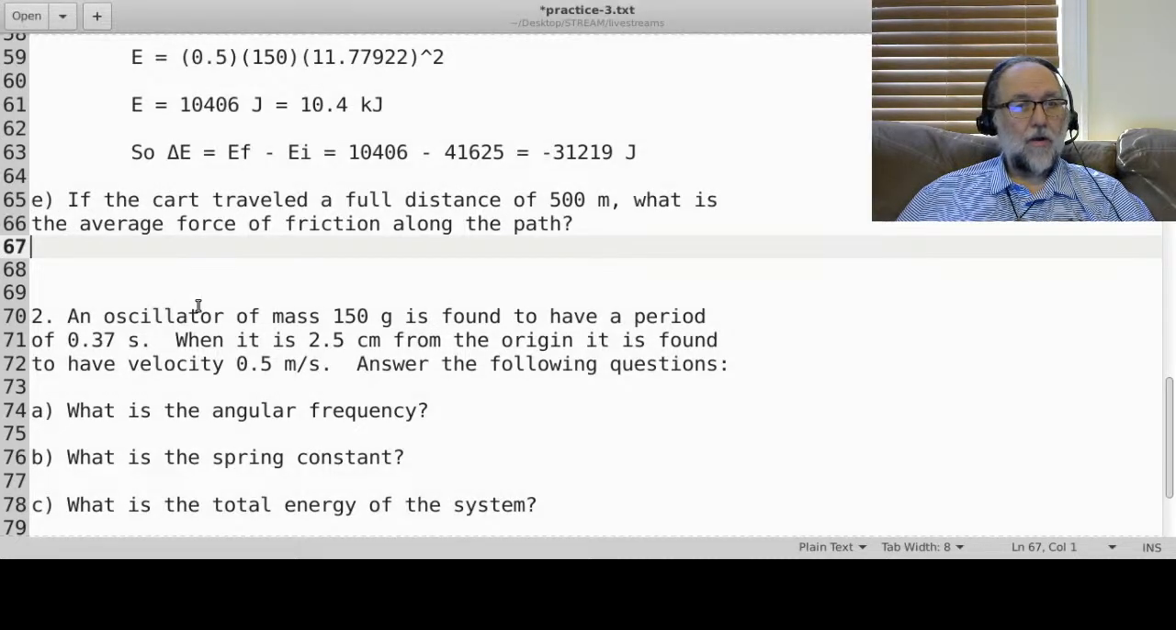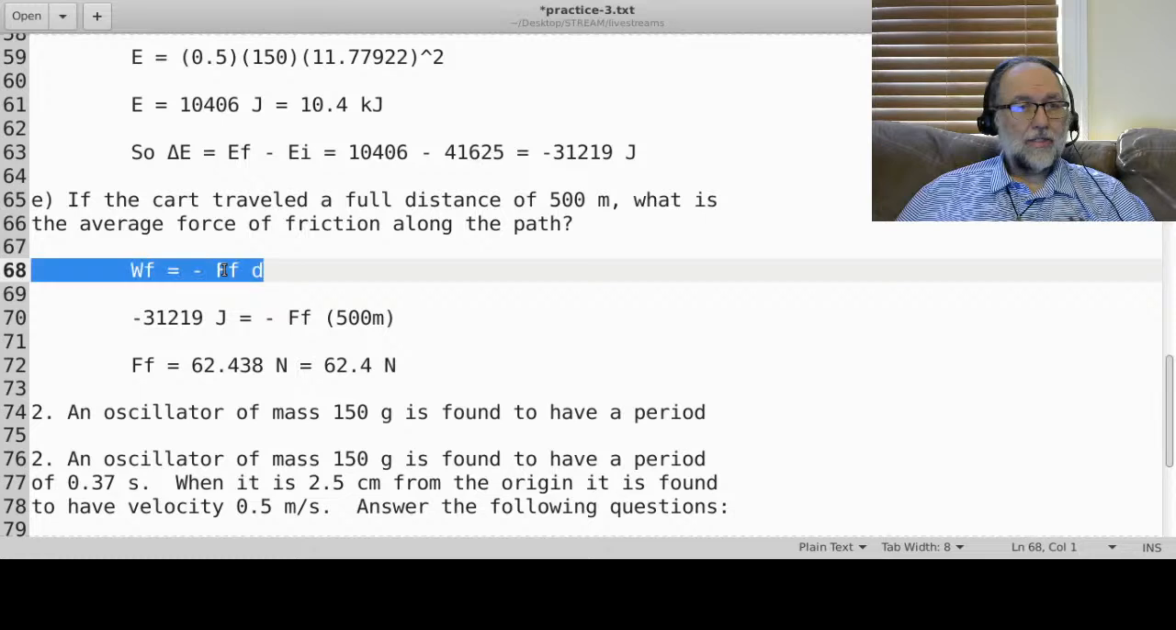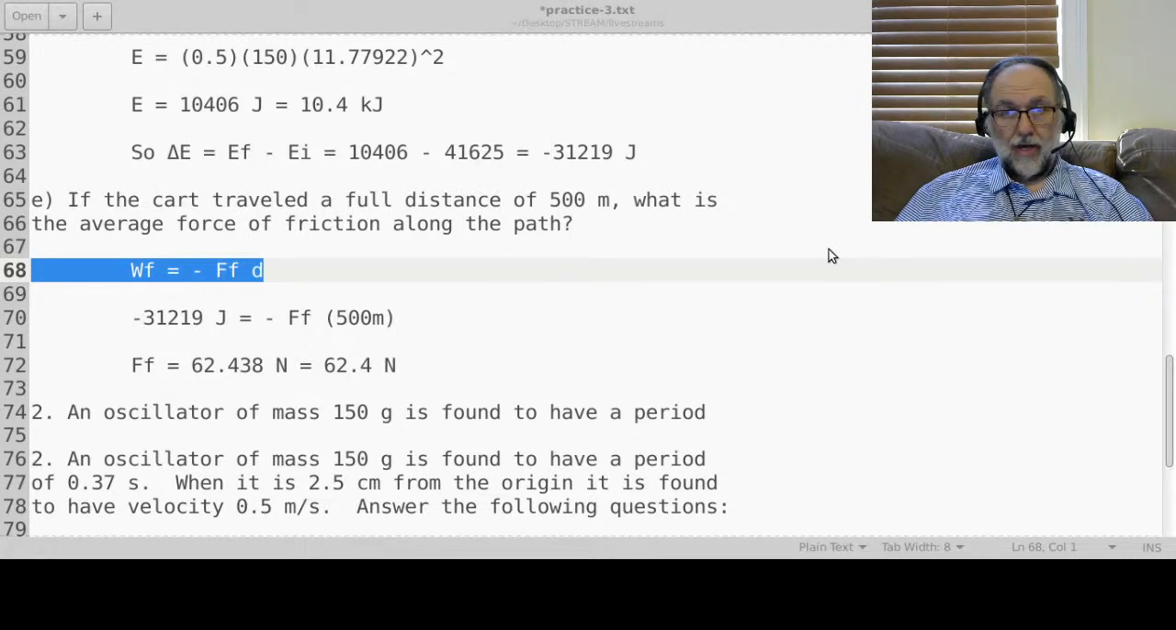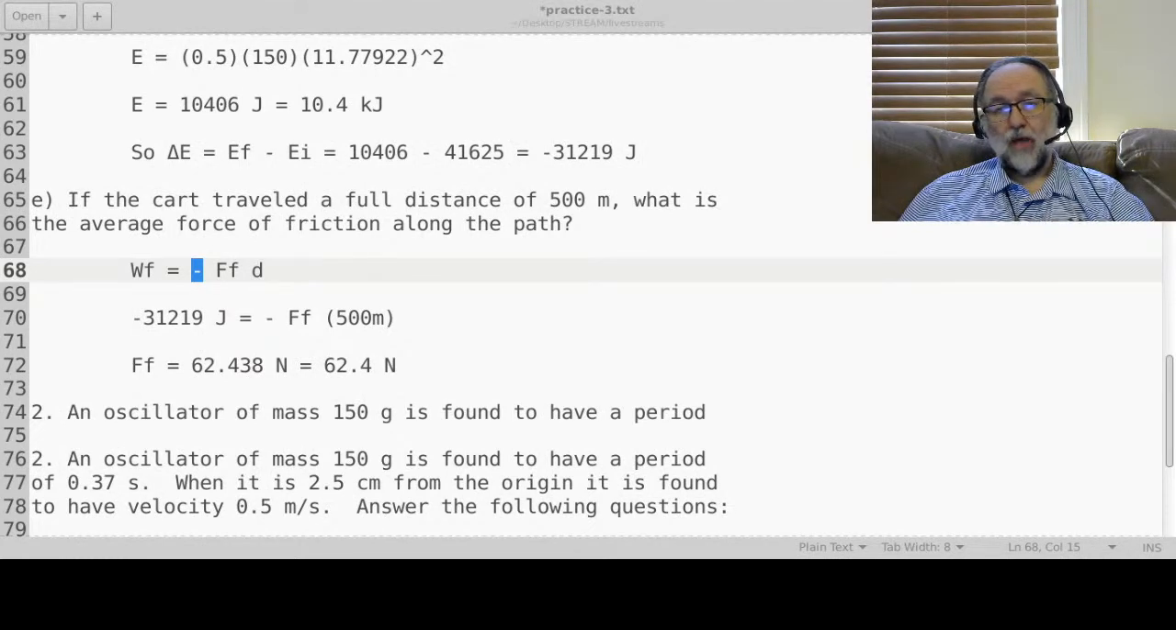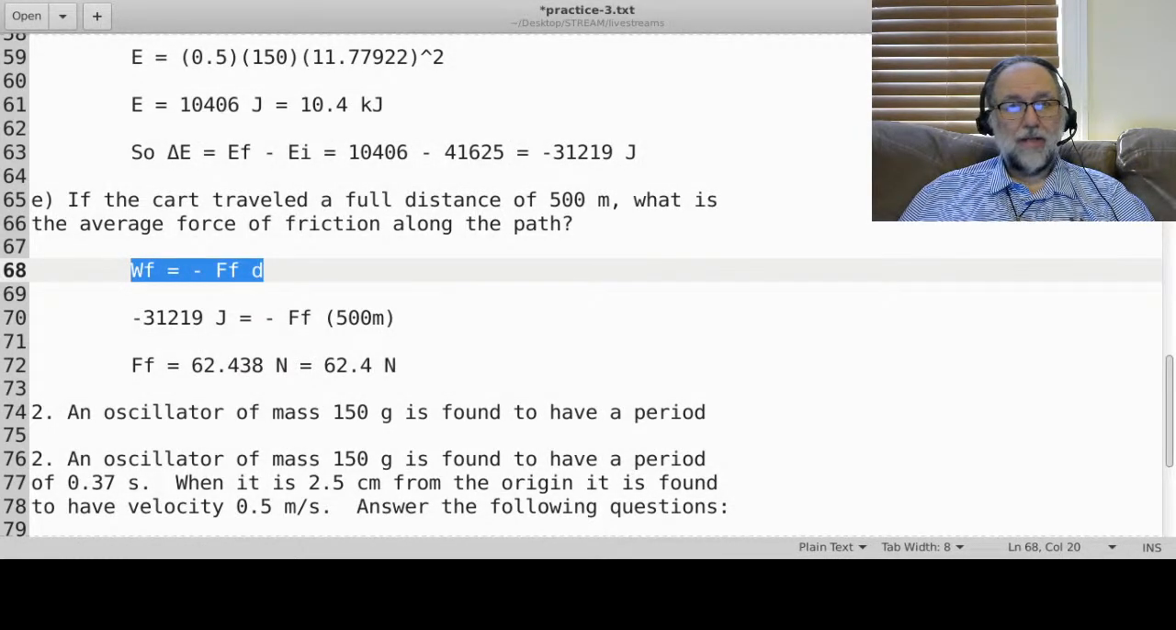Cut and paste this. It's given by that formula right there. Now that's not work in general, but that's work due to friction because the angle is 180 degrees. So the work due to friction, which I've written as W_F, is going to be the force of friction times the distance over which it acted, multiplied by the cosine of 180 degrees, and guess what the cosine of 180 degrees is equal to? -1. Okay, and so the work due to friction is given by that right there.